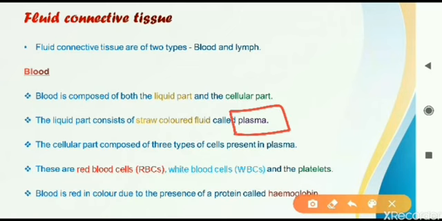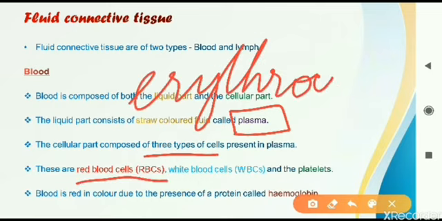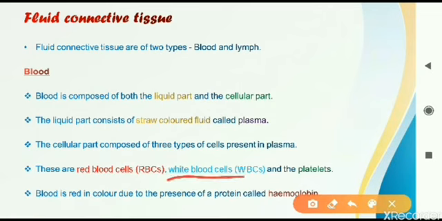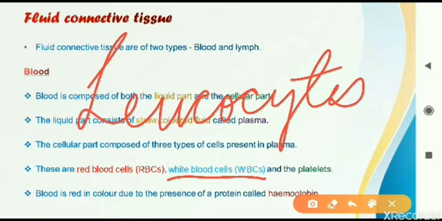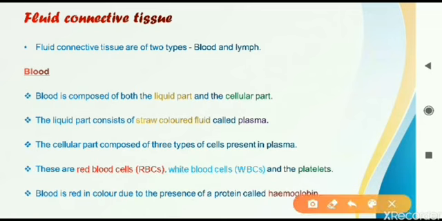The different cells that are present in the blood are of three different types. First is the RBCs, that are red blood cells. RBCs are also called erythrocytes. The name you have to remember. We'll discuss in detail just now. The second type of cells are the WBCs, the white blood cells. Another name of these cells is leukocytes. These names you have to remember. WBCs are also called leukocytes. The third type of cells that are present in the blood are platelets. So these are the three different cells that are flowing in plasma.